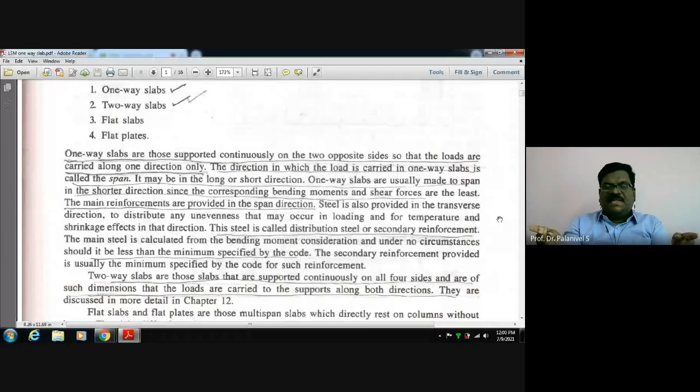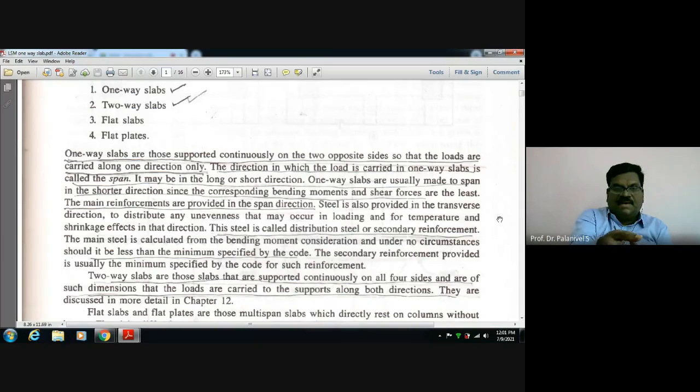In the long span direction, it is slight. It should not be much. That's what you have to note. It's a one-way slab, the tendency of bending. That is why we provide the main reinforcement along the shorter span direction. At the bottom of the slab, we provide the main reinforcement along the shorter span direction.